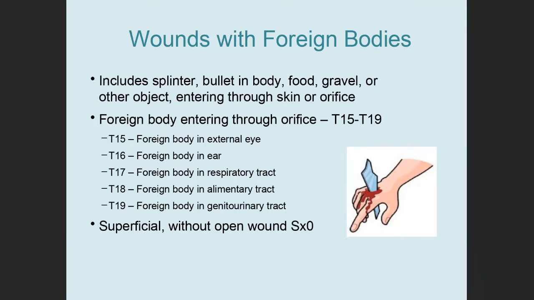If the foreign body entered only the body structures near the surface, they're coded with S, a second digit for the location, and then 0 for superficial wound, superficial without open wound. That second digit here will depend on where it is located.